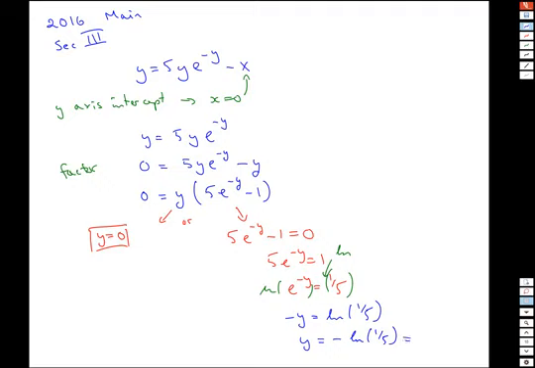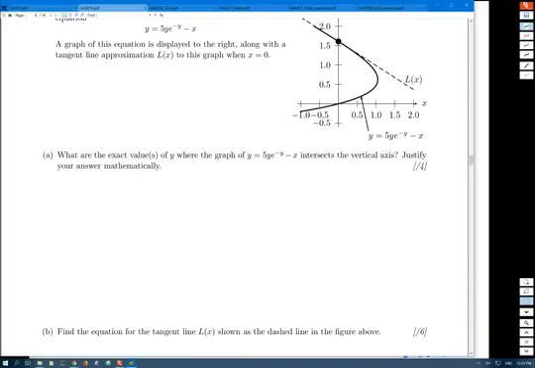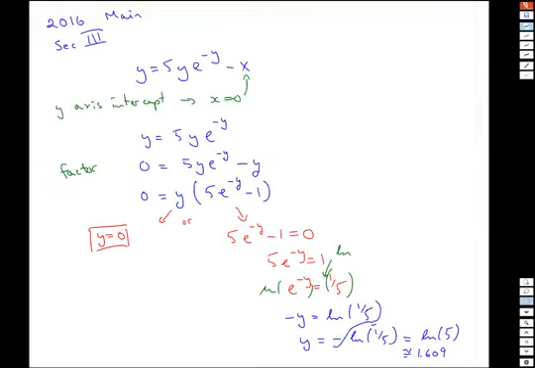If you're fancy with your log rules, you can actually get ln of 5 out of that, bringing that negative sign as a power inside. And the plus about the fact that we gave you the diagram is you can actually confirm that answer, because the solution is around 1.609. If we go back to the question itself, you can tell that that dot at 1.609 is a pretty reasonable check on the answer that we found. So the answer to part A is y equals ln of 5, or 1.609.